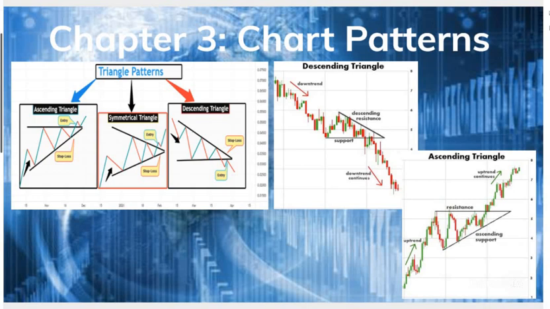3. Triangles. Triangles are like puzzles on the treasure map. Prices move between two trend lines, forming a triangle. When prices break out of the triangle, it's like the map revealing a new path, leading to potential treasure.